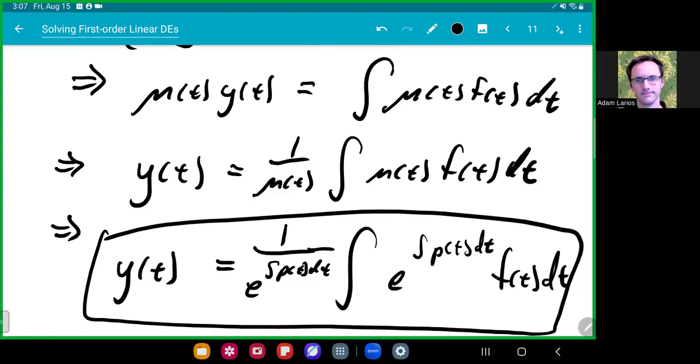And this is a fairly nice technique. The integrating factor technique is a pretty powerful one. There are many examples on the worksheet for you to practice this integrating factor technique. Once you master it, once you try 5-10 examples, I think you'll have it down, no problem. So thanks for your attention and have a great day.